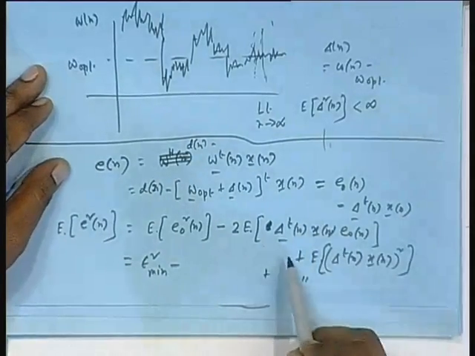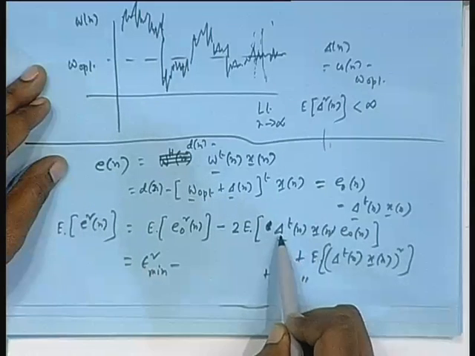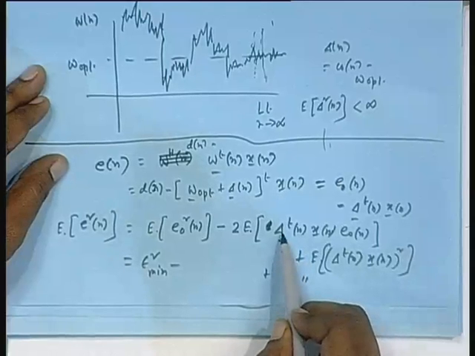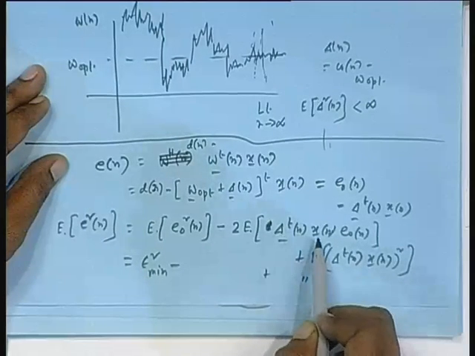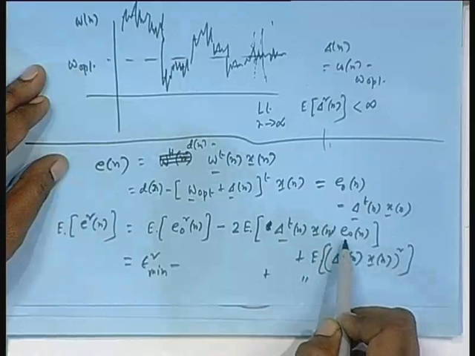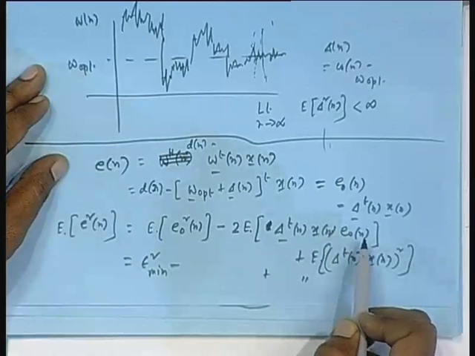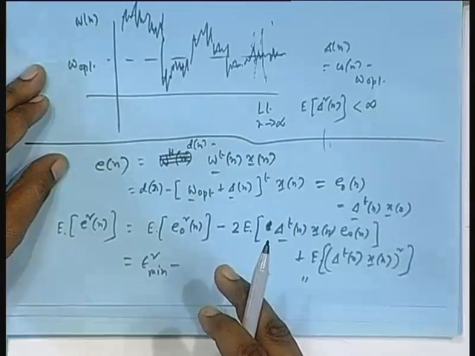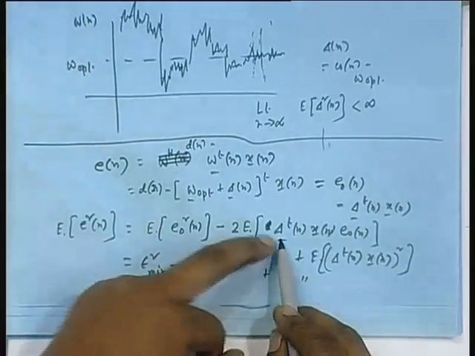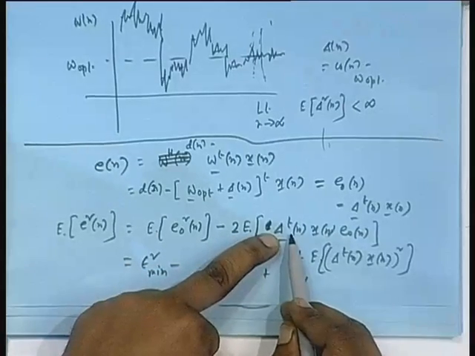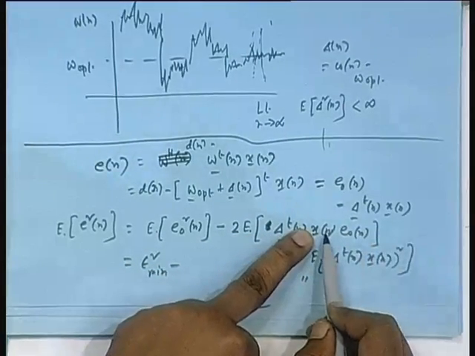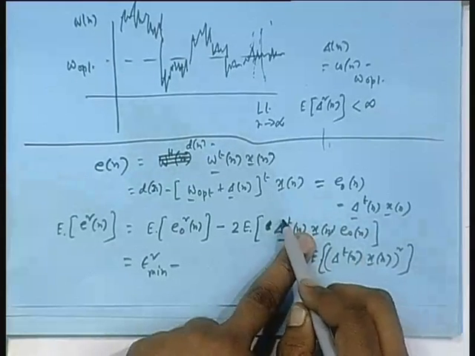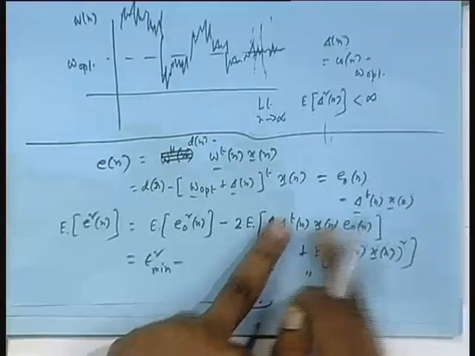Now, look at this quantity, delta transpose(n) x(n) e_o(n). The delta transpose(n) depends on w(n) and x(n), and e_o(n) depends on what? On d(n) and x(n). Now, if I apply the independence assumption, on this side I have a quantity depending on w(n), and this side a quantity depending on x(n), on which w(n) is independent by assumption, and here also x(n) and d(n), on which w(n) is also independent. So that means delta transpose(n) is independent of this part.